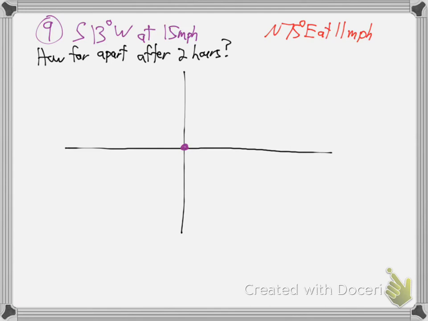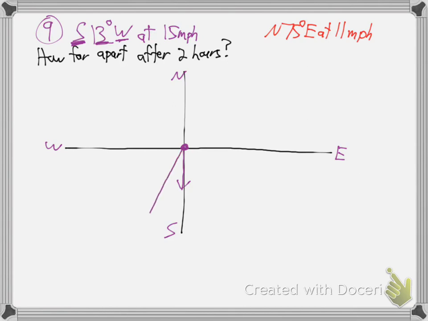Okay, so let's head the first one south 13 degrees west. South 13 west. Do you remember how that works? Let me remind you about that. So you do the first thing first. Remember this is north, south, east, west. So it's headed south. So first you just go straight south, but it's not straight south. It's south, but it's 13 to the west of that.